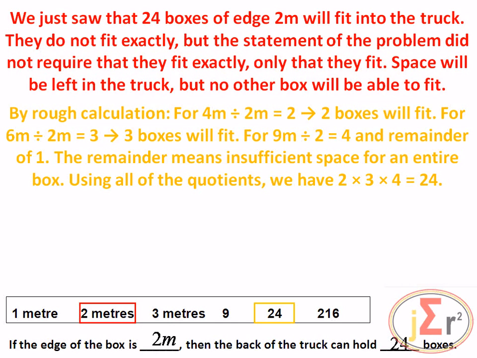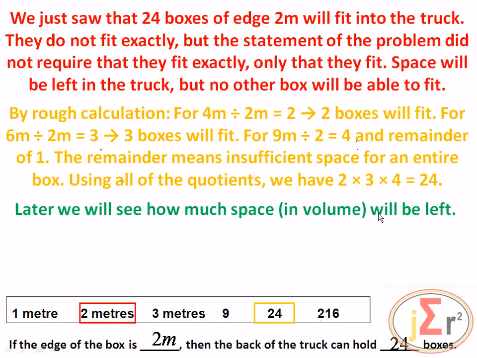Using all of the quotients, this one is equal to 2, this one is equal to 3, and this one is equal to 4. So using the quotients, how many times the box will go into that dimension? 2 times here, 3 times there, 4 times there. Multiplying them together, we get 24.